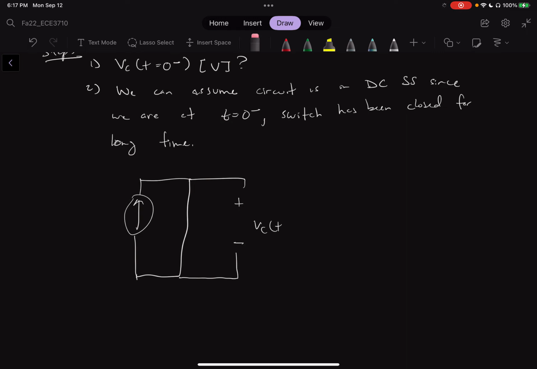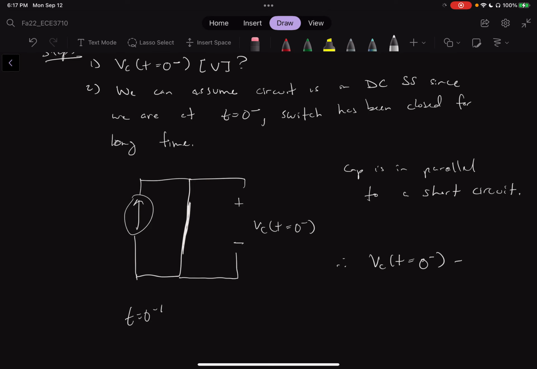And I'm going to call this VC of t equal to 0 minus. From the drawing, you can see that the capacitor is in parallel to a short circuit because the switch is closed. Again, this is for t equal to 0 minus. Therefore, the voltage across the capacitor is equal to 0 volts because it's in parallel to a short circuit, which is 0 volts.